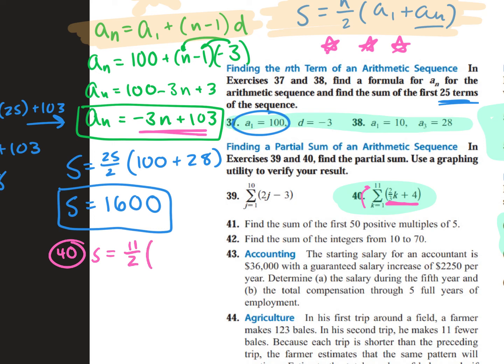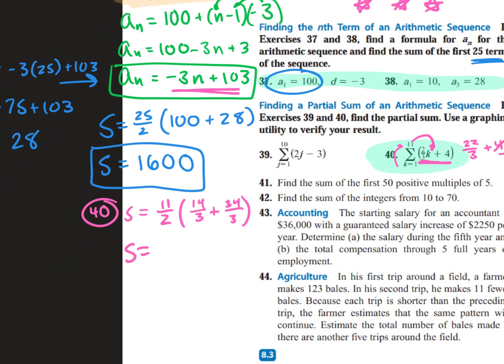So if I were to plug in 1 in here, I would have 2/3 plus 4, which again, we can use our calculator. So 2/3 plus 4, 14/3. And then we plug in 11 to find what our a sub n is. So that'll be 22 over 3 plus 4, which this would become 12 over 3. So 34 over 3. So we can add these together. We get 48 over 3. 48 is divisible by 3. We get 16, so 11 over 2 times 16, which would be 88.